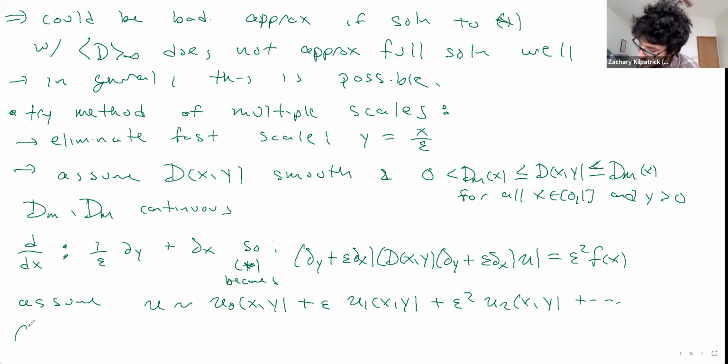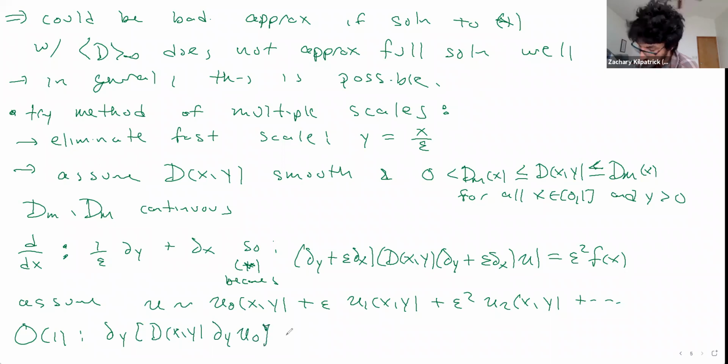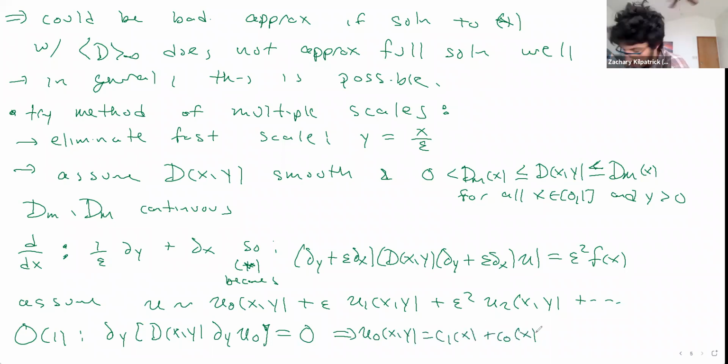So if we look at order 1, I can pick off those terms. I have a d_y here and the d here, I'll get a u0 there, and then there's nothing on the right-hand side. So I just have a nice homogeneous equation at order 1. And our general solution is going to be u0(x,y) equal to c1 of x plus c0 of x times the integral from y0 up to y of ds over d(x,s). And y0 is just some constant that's fixed but arbitrary.